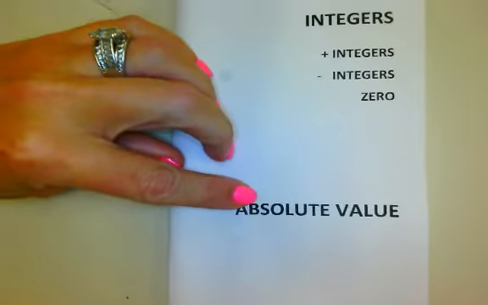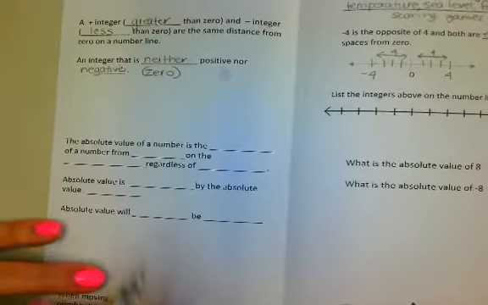Okay? So it says here, list integers above on the number line. Well, I just drew it for you, so you don't have to worry about that. We'll skip that part right there. And now we are going to move down to absolute value. Okay, so let's talk about what absolute value is first.